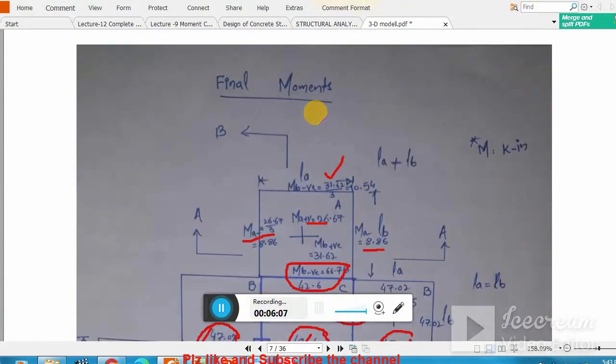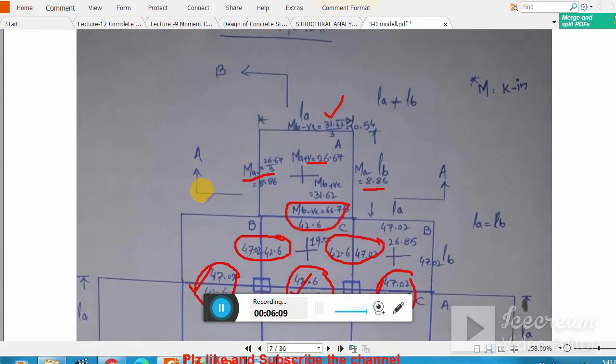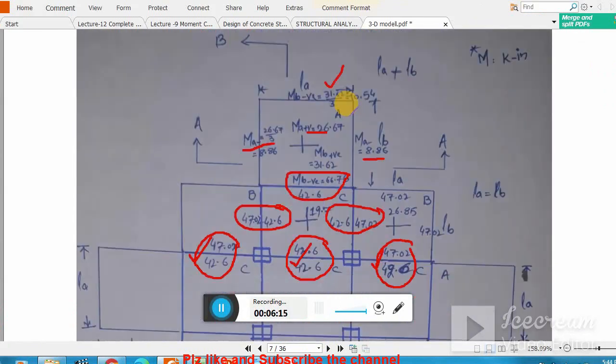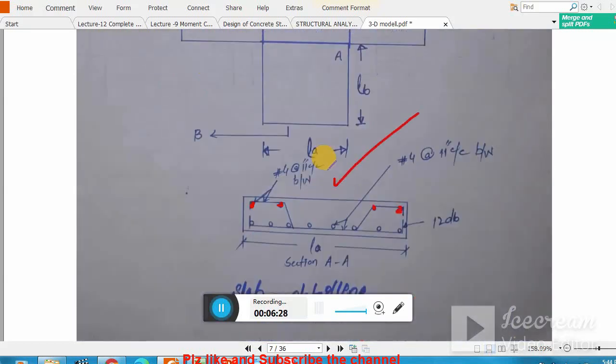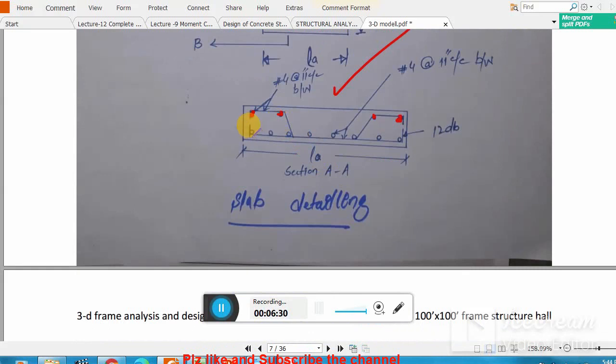Here you see this section at AA. I cut the section at panel A. If I am looking at this panel in this direction, you see that this is my shorter direction and this is my longer direction. So my main bars will be along the shorter span. Here you see this is my main bar, which is provided at the bottom.